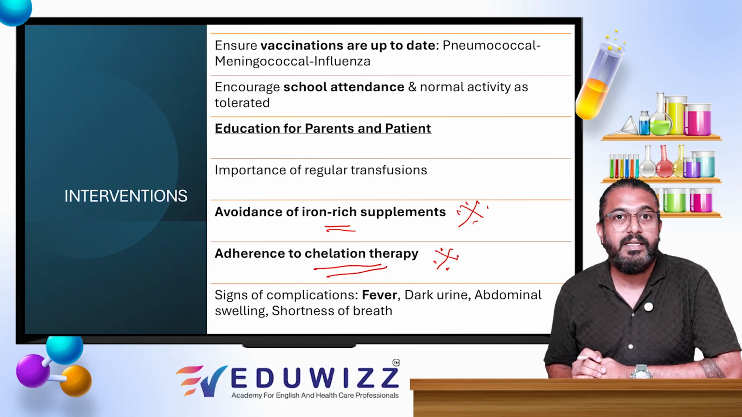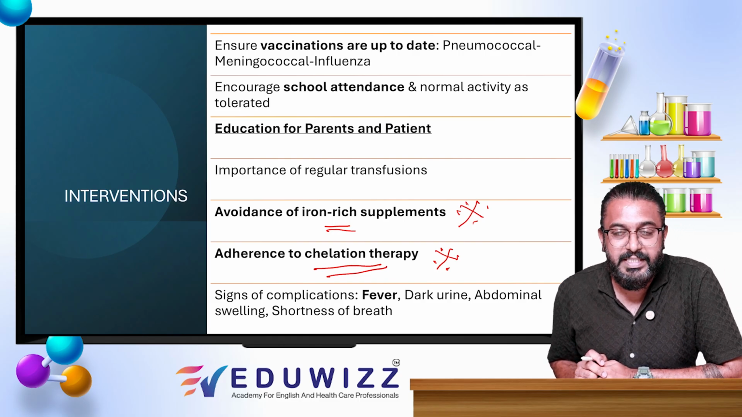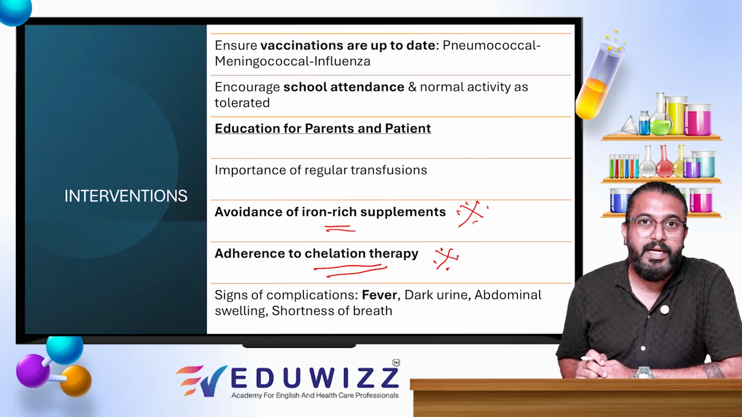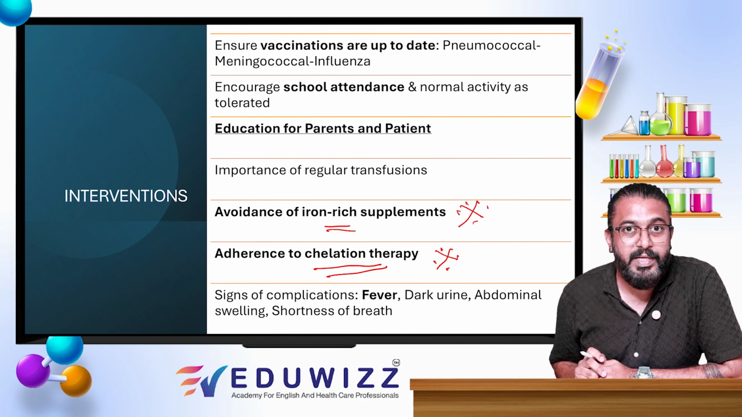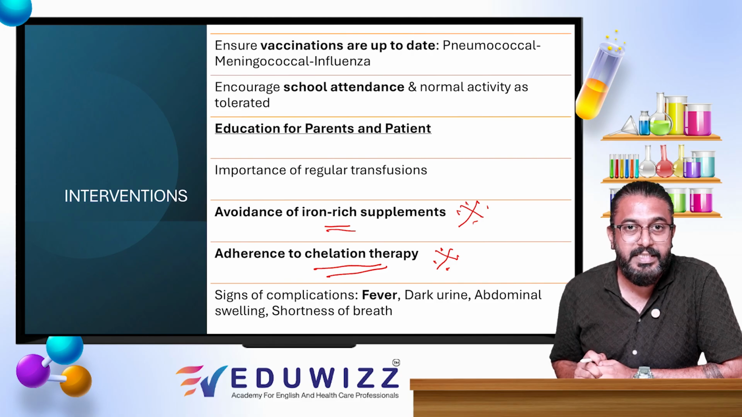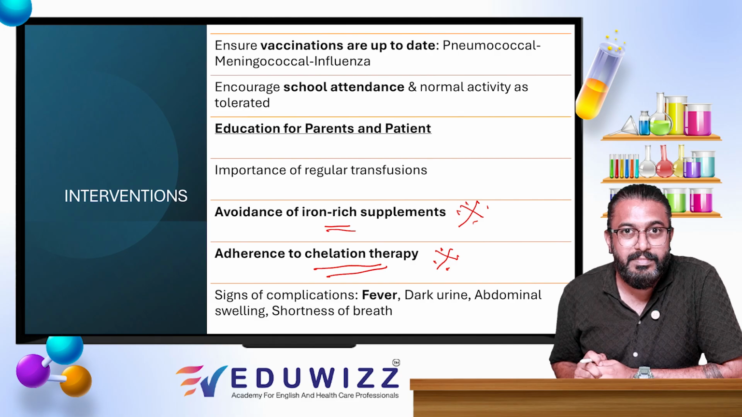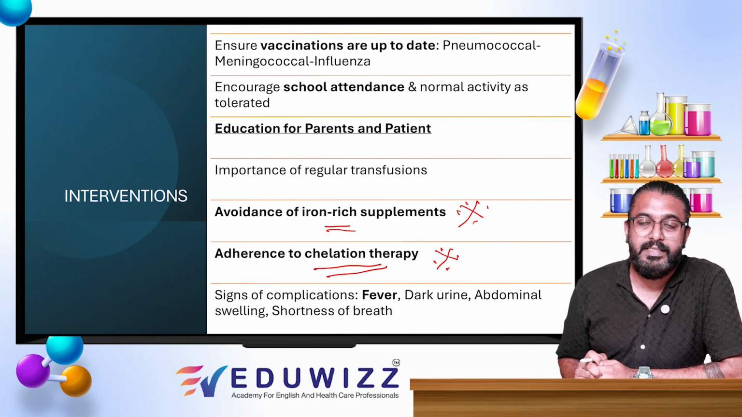So these are the key points of beta thalassemia major. I have highlighted the important points in bold letters here, and we have discussed the symptoms, management, and interventions of thalassemia major. So let's see some questions related to thalassemia.